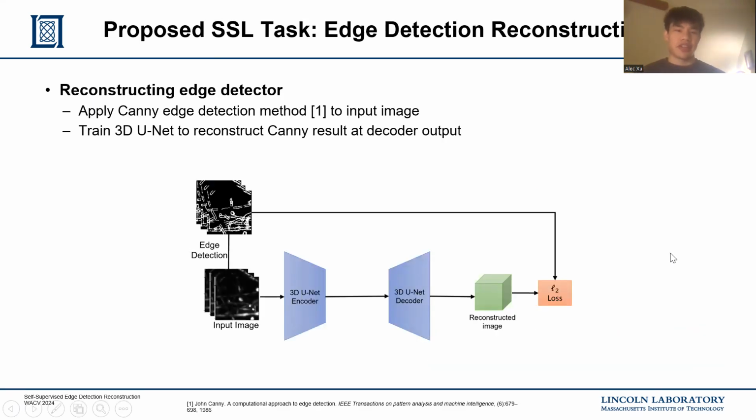Our proposed SSL task is simply reconstructing the output of an edge detection method. So we have our original input image here, and then we apply the Canny edge detection method to obtain the resulting image up here. We then pass the original brain tissue volume into an encoder and decoder, and we learn to reconstruct the output of the edge detection method through L2 loss. So this is simply the SSL task component.